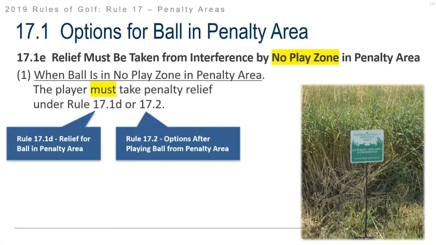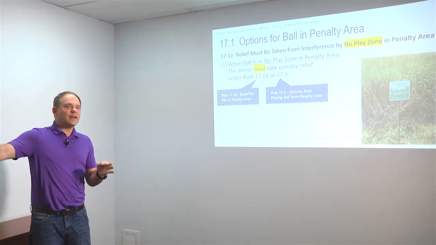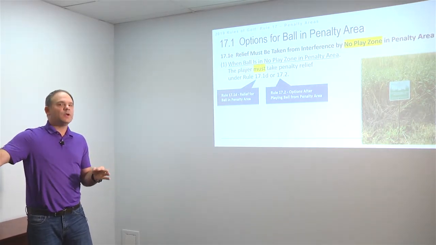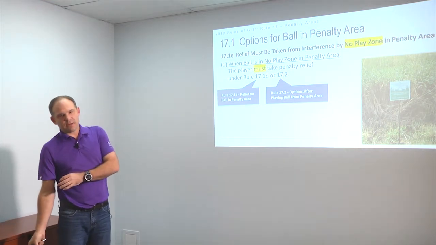So one of the things that we're talking about within the penalty area and a no-play zone is that if the ball is at rest in the no-play zone inside of the penalty area, even if there are some spots within that penalty area that are not a no-play zone, you must still take relief. You don't get to drop it out of the no-play zone and keep it in the penalty area.